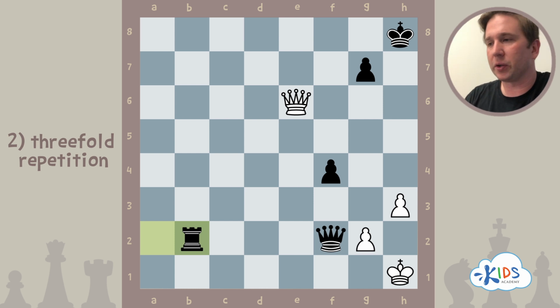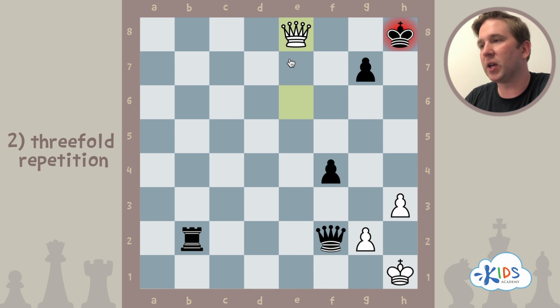In this game, it's white's turn, and white is losing. White's down a rook. White would be very happy to get a draw. And white can find a way to get a draw by forcing black to repeat the position 3 times. And we can make that happen by playing queen e8 check. The king is in check. He cannot capture the queen. Black cannot block. Black has to run away.